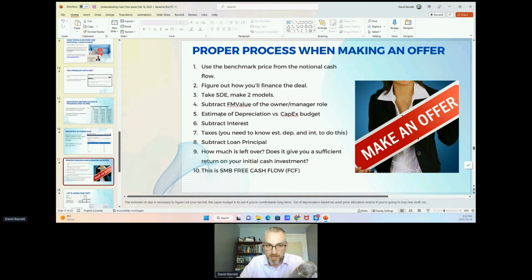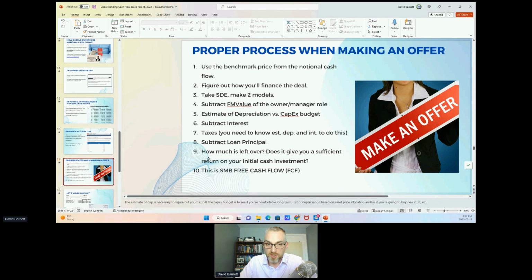By knowing the depreciation and knowing the interest you're going to pay, you're going to be able to calculate your tax bill. You won't believe how many people will end up with a relatively small amount of money after looking at debt service and go, look, see, I'm still ahead. And they'll say, what kind of taxes do you have to pay? And the person's in California or something, they've got a really high tax jurisdiction. Then after you look at subtracting the taxes, you can subtract your loan principal. And then you ask yourself, how much is left over? And does it give you a sufficient return on your initial cash down payment?